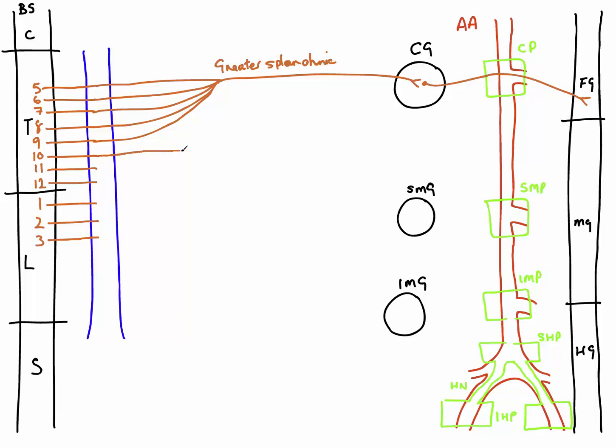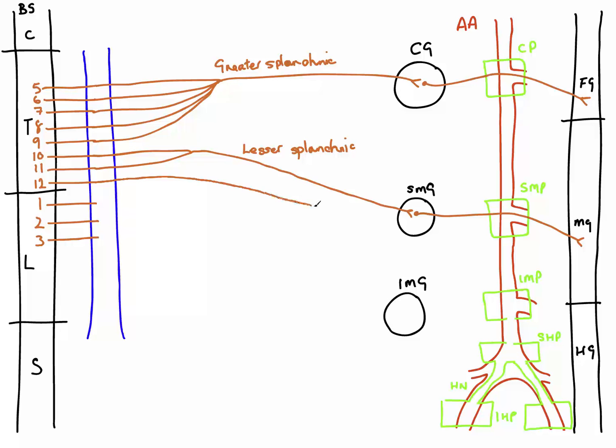If we then look at T10 and T11, these 2 segments give rise to presynaptic fibres that go towards the superior mesenteric ganglia as the lesser splanchnic nerve. Again, this is going to form a synapse with a postsynaptic fibre that passes towards the superior mesenteric plexus and follows the branches of the superior mesenteric artery to supply sympathetic input to the midgut.